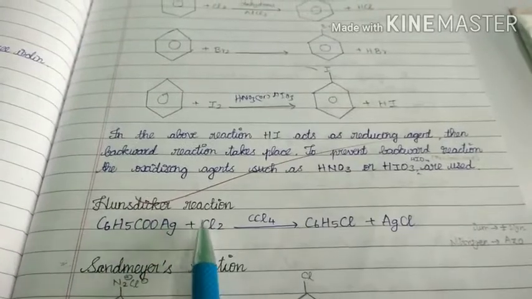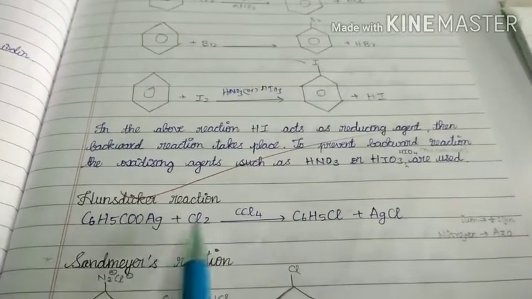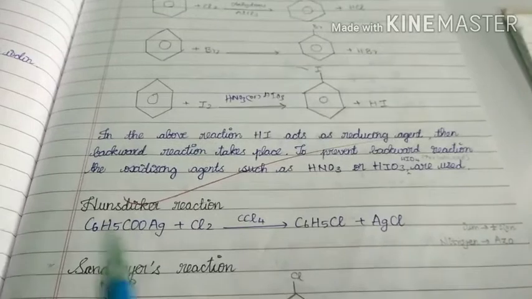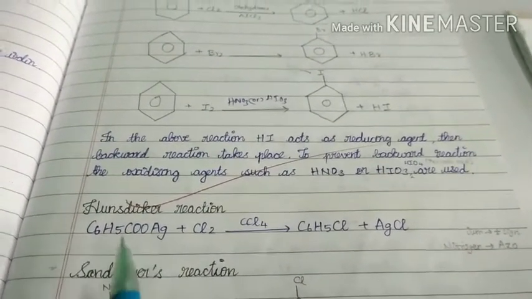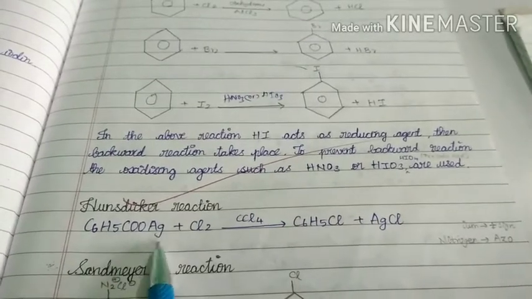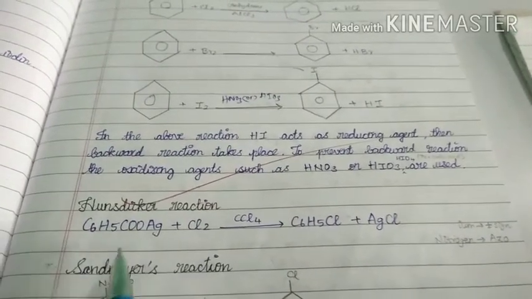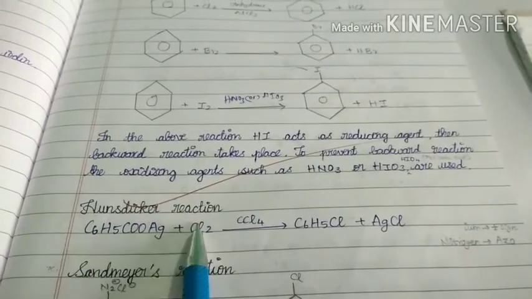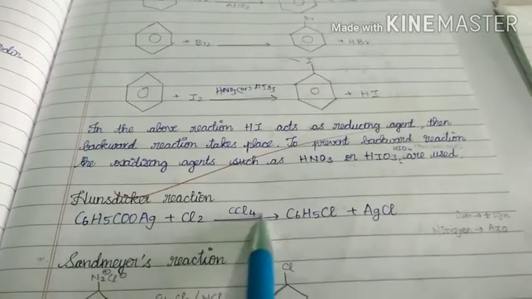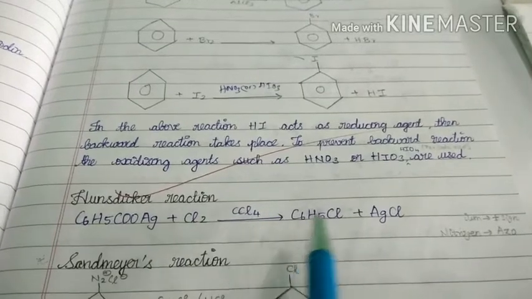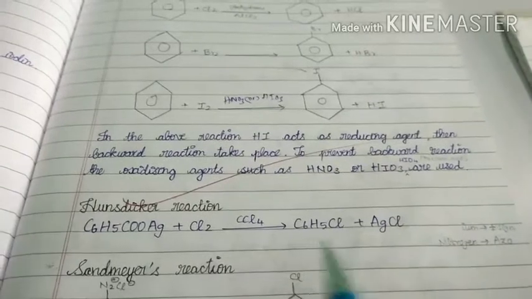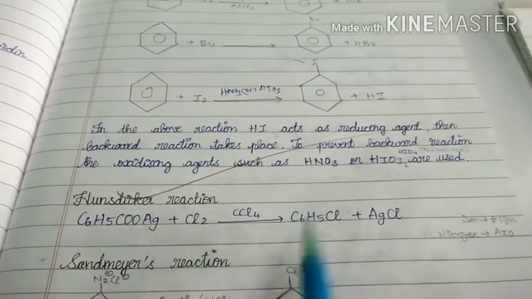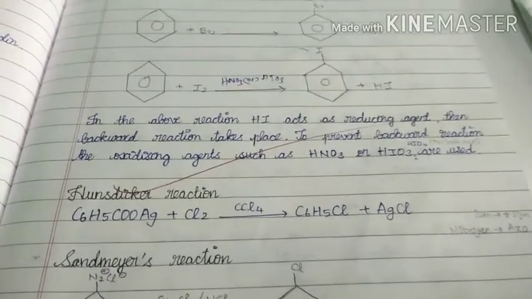One more reaction is the Hunsdiecker reaction. In the Hunsdiecker reaction, every time we should take a silver salt of the acid. COOR is called ester; COOAg is called silver salt. We have to take such a compound in the Hunsdiecker reaction. When that compound reacts with chlorine in the presence of CCl4, we get chlorobenzene along with AgCl. So this is also one of the manufacturing methods for aryl halides.